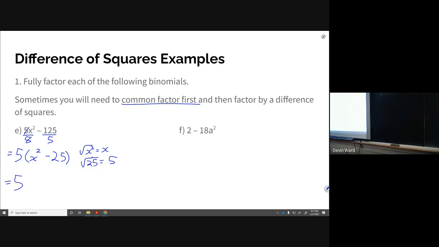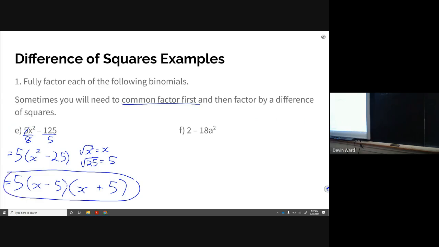So now, remember to keep your 5 out in front. And then we'll have our double brackets with a minus and a plus. Okay, and x goes into the first spot for each of them. And 5 goes into the second spot. So that will be our final answer. So we have 5 times x minus 5 times x plus 5.